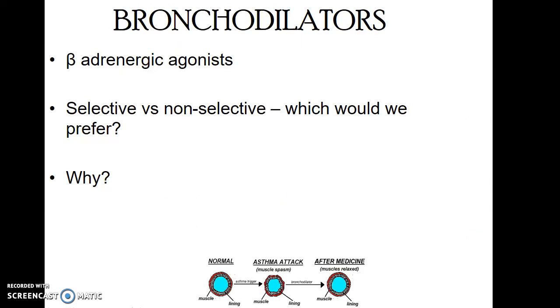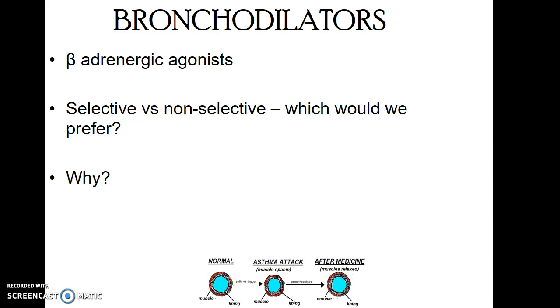So let's look at bronchodilators. We're going to talk about beta adrenergic agonists. So these are agonists that are going to stimulate beta receptors. We're going to talk about selective versus non-selective. So remember the beta 1 receptor, if we stimulate it, it's going to increase heart rate and contraction. Beta 2 receptors, if we stimulate those, we're going to cause bronchodilation. Stimulation of these receptors is what happens with the sympathetic nervous system, which is going to be the effect that we really want in the case of the lungs.